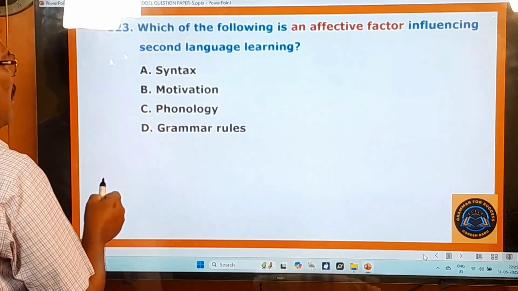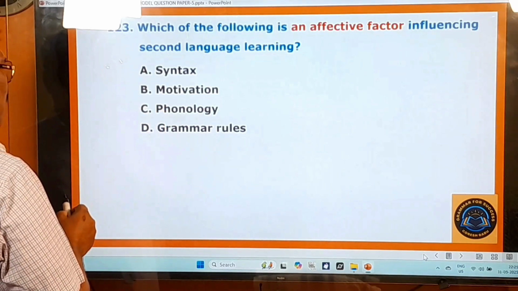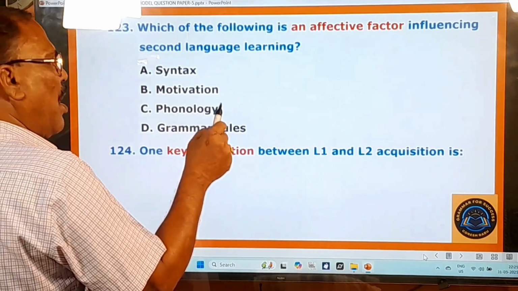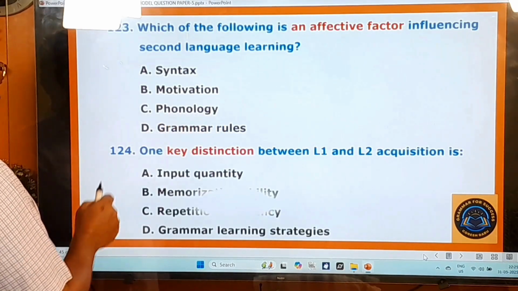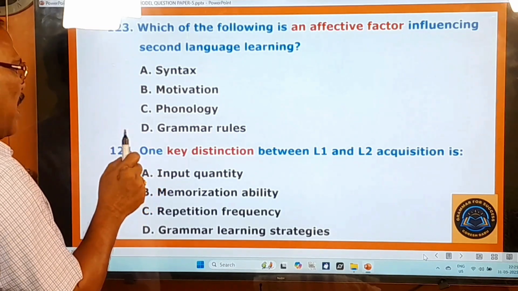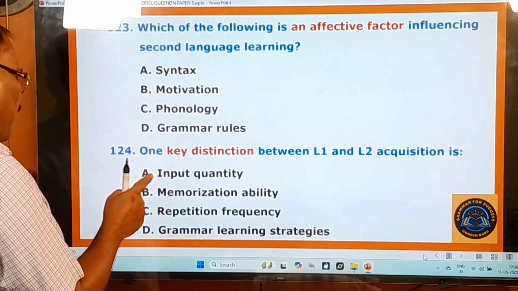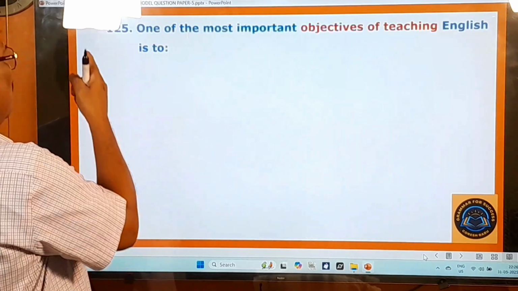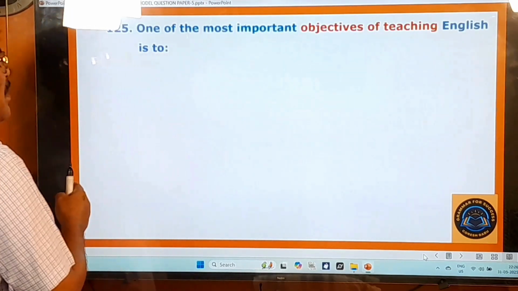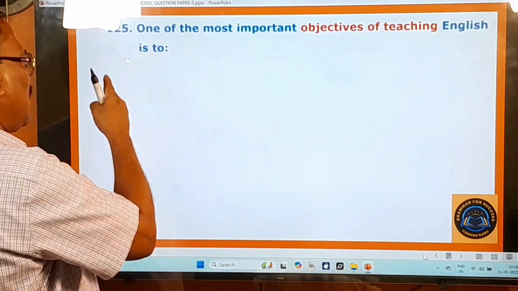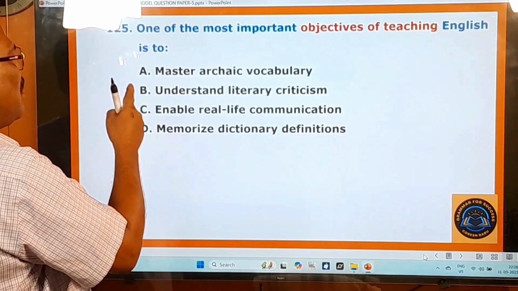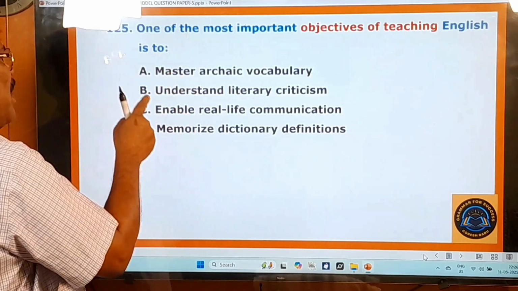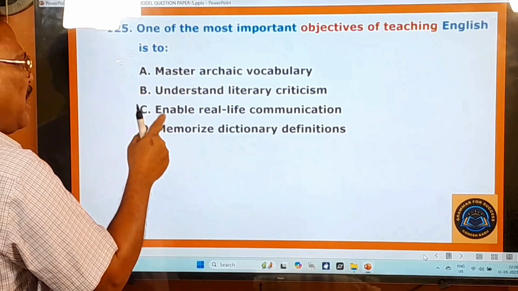Syntax, motivation, phonology, grammar rules. 124th question. One key distinction between L1 and L2 acquisition is input quantity, memorization ability, repetition frequency, grammar learning strategies. 125th question. One of the most important objectives of teaching English is to master archaic vocabulary, understand literary criticism, enable real-life communication, memorize dictionary definitions.